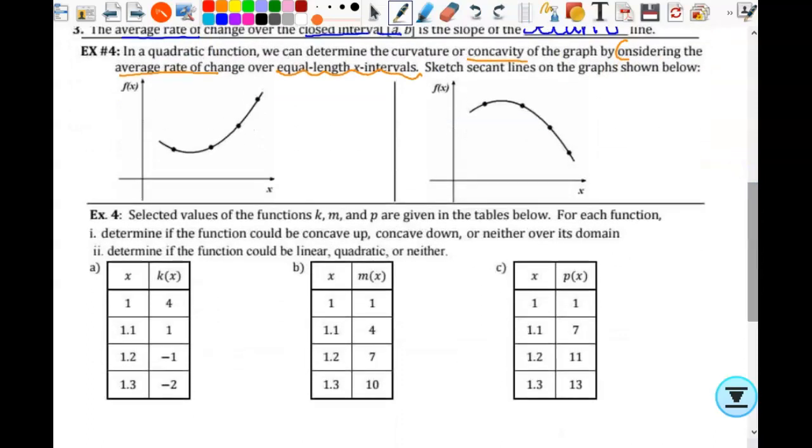And when we do that, if I sketch all these in like this, those represent my rates of change. Are these rates of change increasing or decreasing? Increasing, and that makes this function concave up. So concave up, slope is increasing. Then this would be concave down.